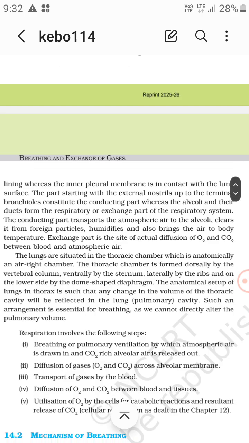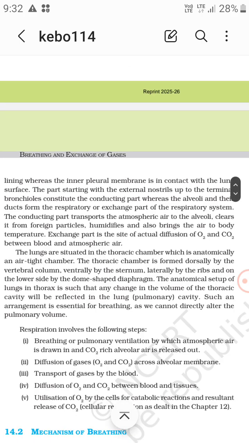Now the conducting part transports the atmospheric air to the alveoli, clears it of foreign particles, humidifies it, and also brings the air to body temperature. The exchange part is the site of actual diffusion of O2 and CO2 between blood and atmospheric air.